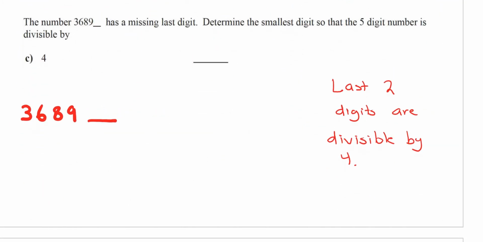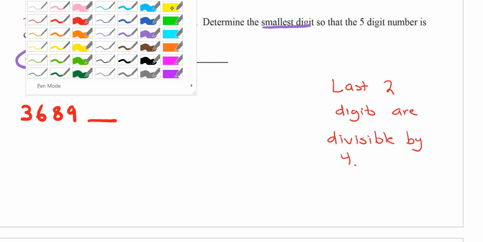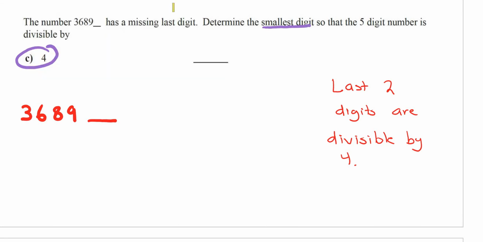All right, so next one here, we want to make sure that our number is now divisible by 4, and it has to be as small as possible. Okay, so the rule for a number to be divisible by 4 is that the last 2 digits are divisible by 4. Okay, so let's take a look at the last 2 digits here. There's a 9 and something that we don't know yet, right?